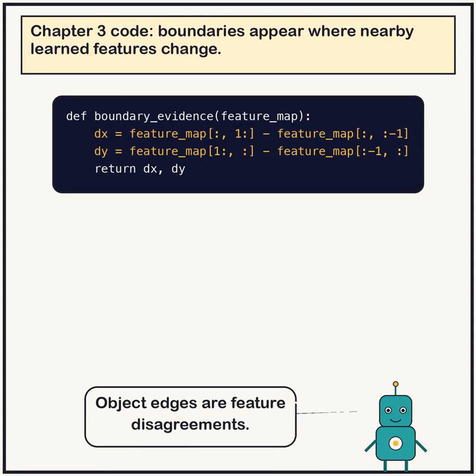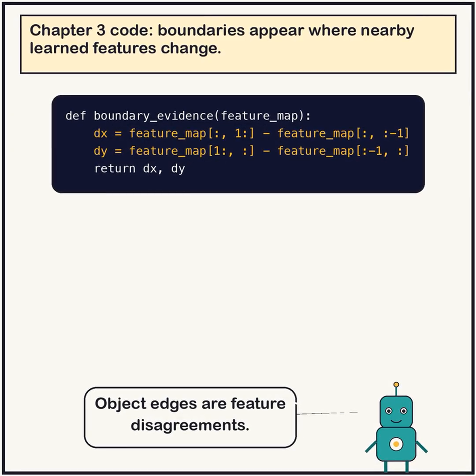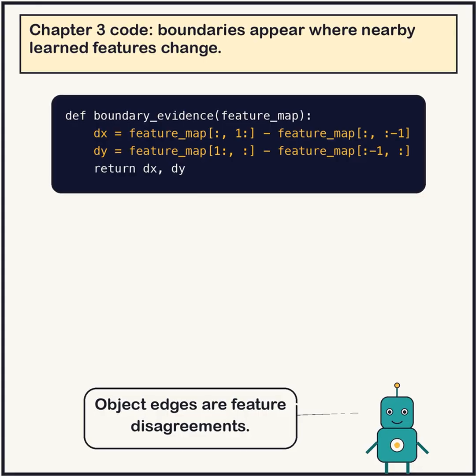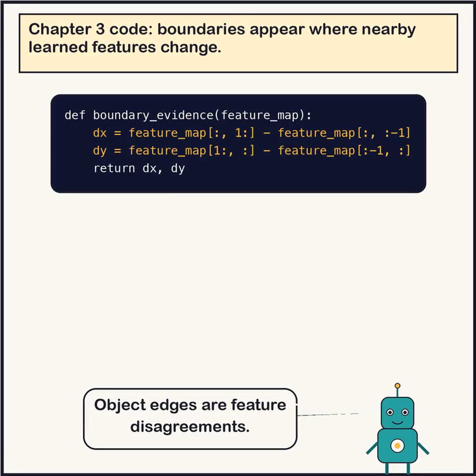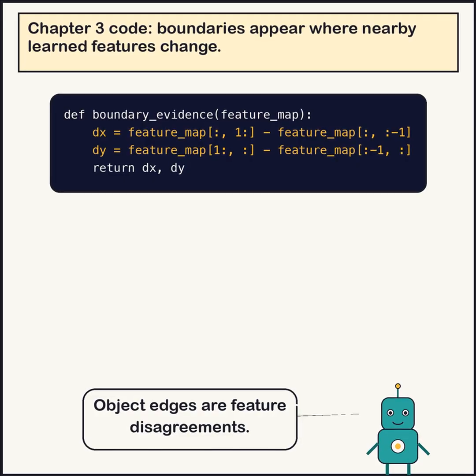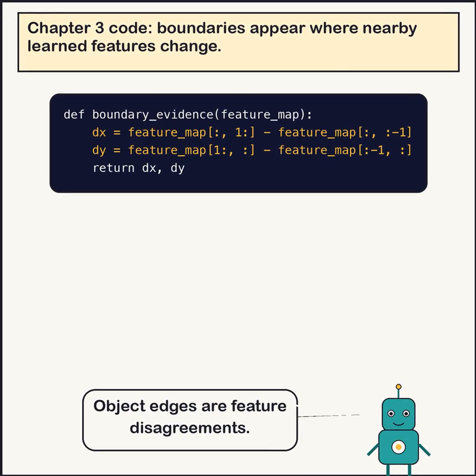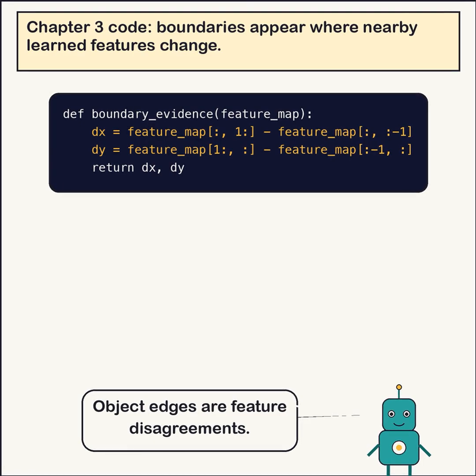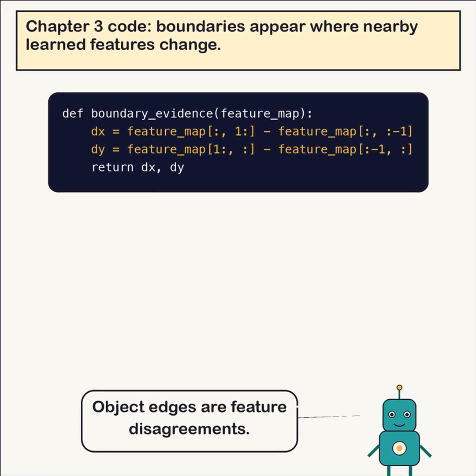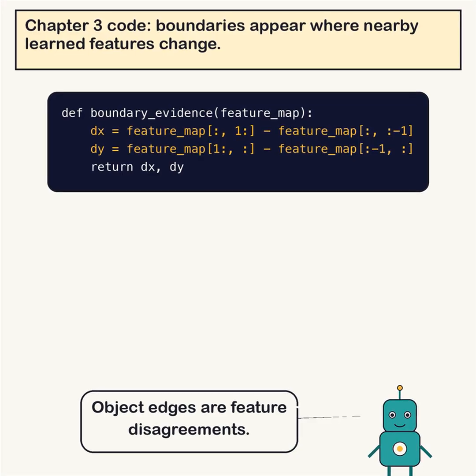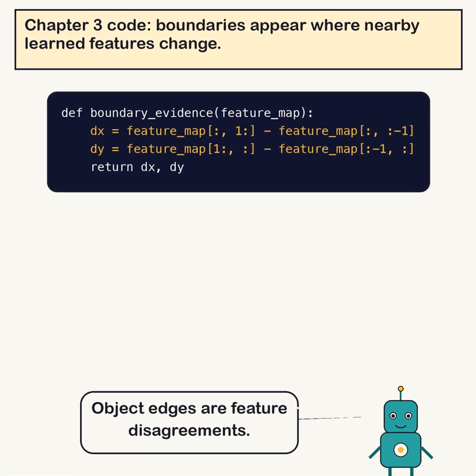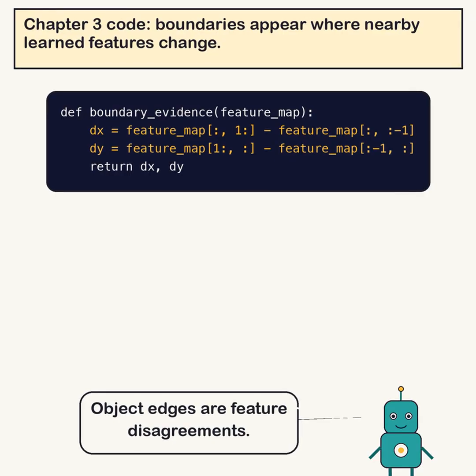Now we move from hand-designed filters to learned features. Boundary evidence can be written as differences between nearby feature vectors. dx compares neighboring columns. dy compares neighboring rows. Large changes mark likely object edges, depth discontinuities, or occlusion boundaries. Boundaries are where one explanation of the image stops and another begins.